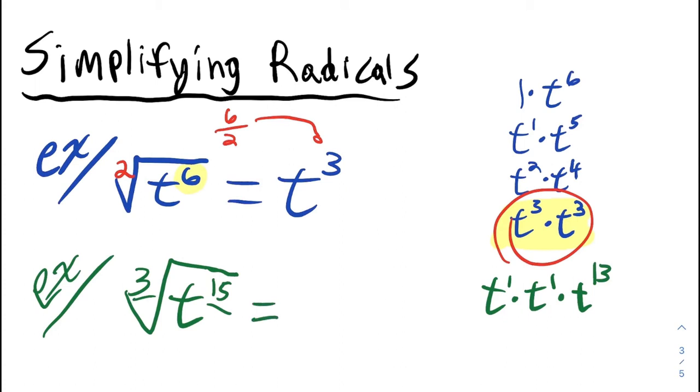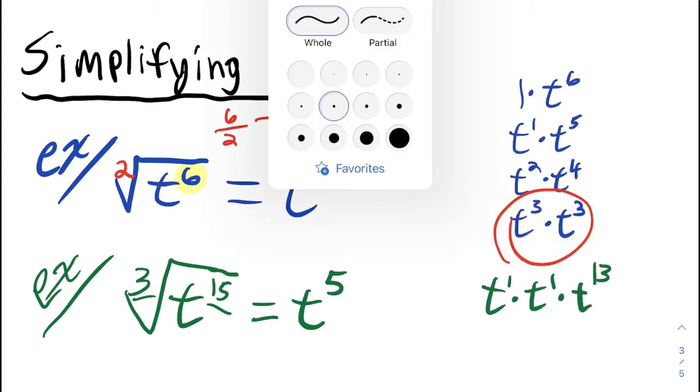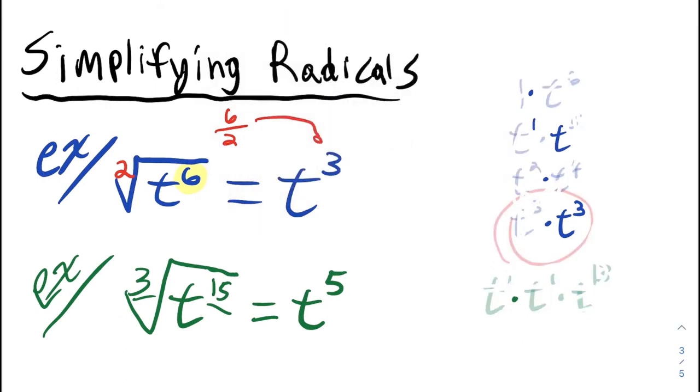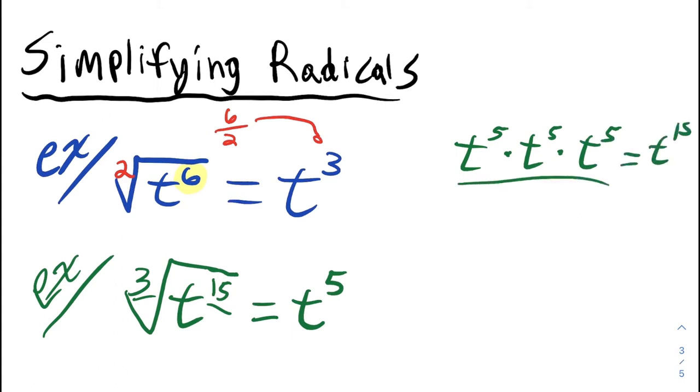So the answer to this would be t to the 15 divided by 3, which is the fifth power, because as it turns out, if we take t to the fifth and multiply it by itself 3 times, those triplets will actually give us t to the 15th power. So rather than going through and listing all the factorizations, we found it right away. T to the fifth times t to the fifth times t to the fifth is t to the 15th, and therefore the cube root of t to the 15th is t to the fifth.